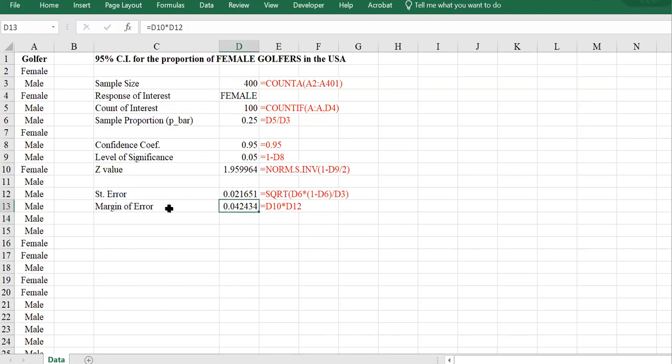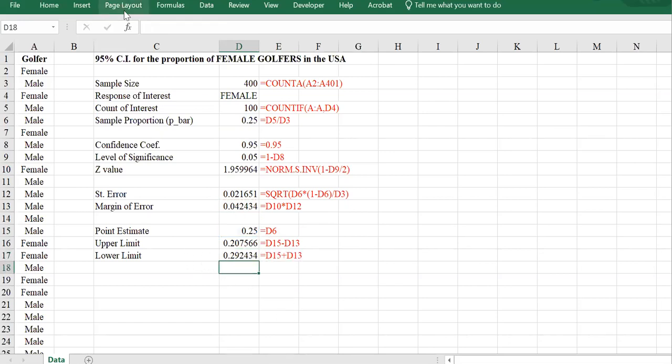We have the sample proportion. We're almost there. Point estimate, upper limit, lower limit. So the point estimate for the population proportion of female golfers is going to be 0.25. 0.25 is the point estimate. The lower limit would be point estimate minus margin of error. Upper limit would be point estimate plus margin of error.